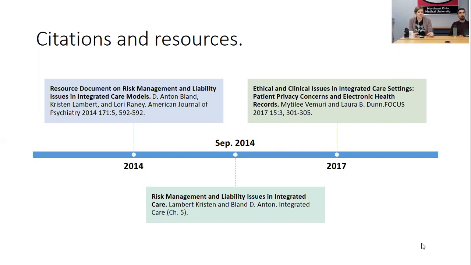the article that expanded a little bit, was published as chapter 5 in the book edited by Lori Rainey on integrated care. And so there is actually a chapter on that, but they're very similar. So I would say that I leaned mostly on the resource document, but that chapter is also a good resource. And then a more recent article that looks at ethical and clinical issues in integrated care around patient privacy concerns and electronic records.